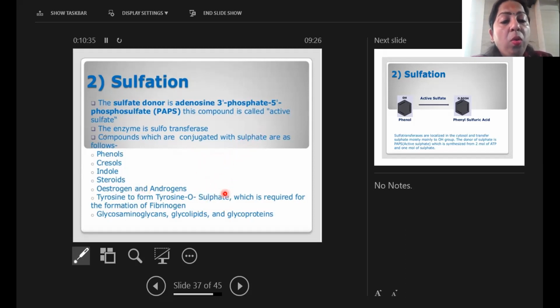Tyrosine forms tyrosine O-sulfate, which is required for the formation of fibrinogen. Another reaction: glycosaminoglycans, glycolipids and glycoproteins are also synthesized via O-sulfation reactions.